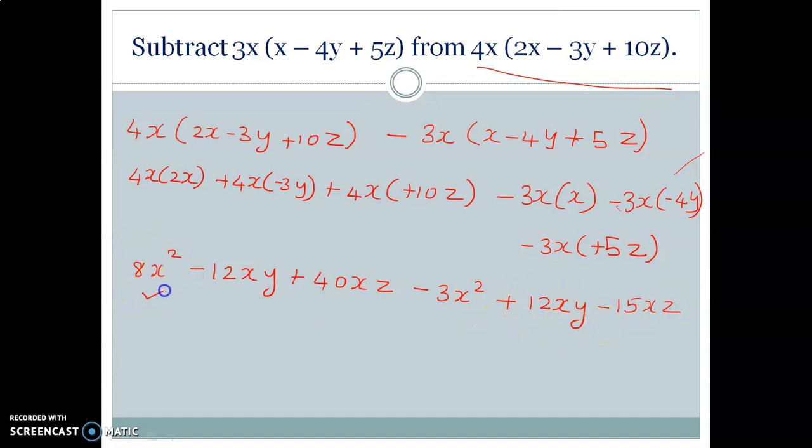Do we have any like terms here? Yes. See here 8x squared, here minus 3x squared. So we have 5x squared, 8 minus 3 is plus 5. And here I have minus 12xy, here plus 12xy. Both of same numerical value but opposite in sign. So they get cancelled. It means it becomes 0. Here 40xz minus 15xz. So we get 25xz. Is it clear? This is the answer.